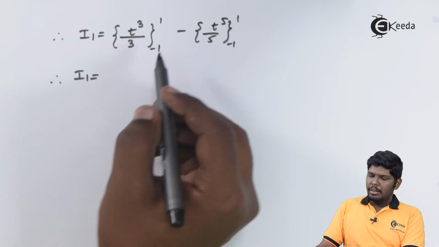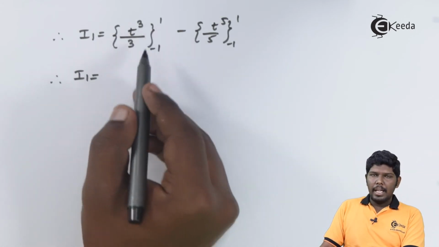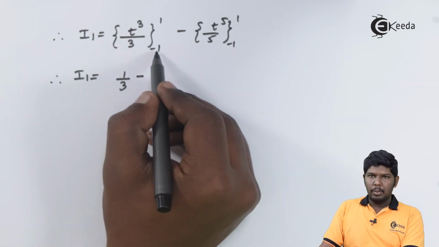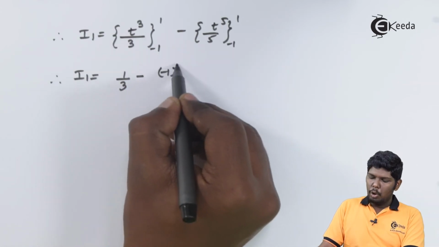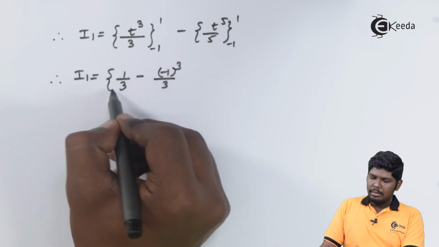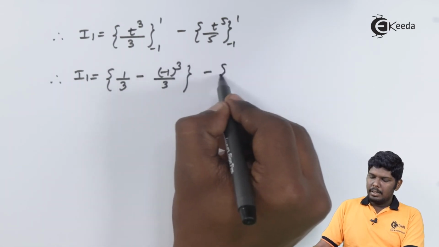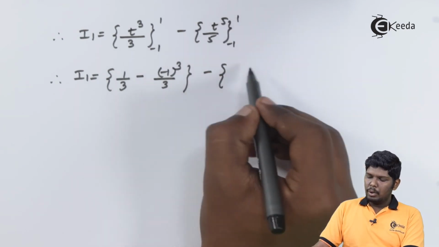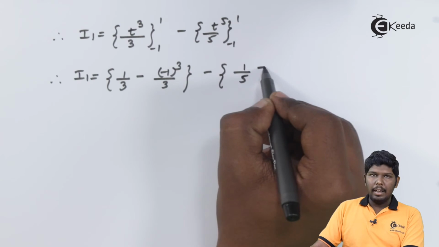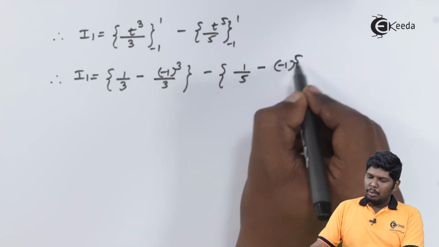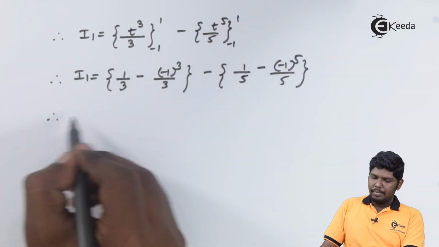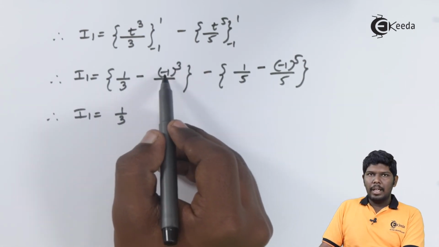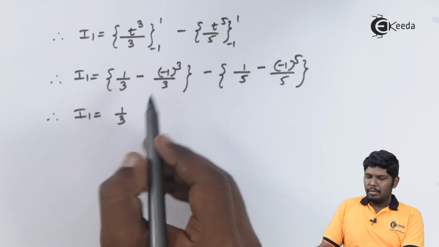On further substitution, we have upper limit as 1, so 1 by 3 minus the lower limit is minus 1, so we have minus 1 the whole cube upon 3, minus t raised to 5 upon 5, the value of upper limit is 1, so 1 raised to 5 will give you 1 by 5 minus minus 1 raised to 5 upon 5. Now minus 1 the whole cube will give you minus 1 only, and that minus 1 into minus will give you plus 1.